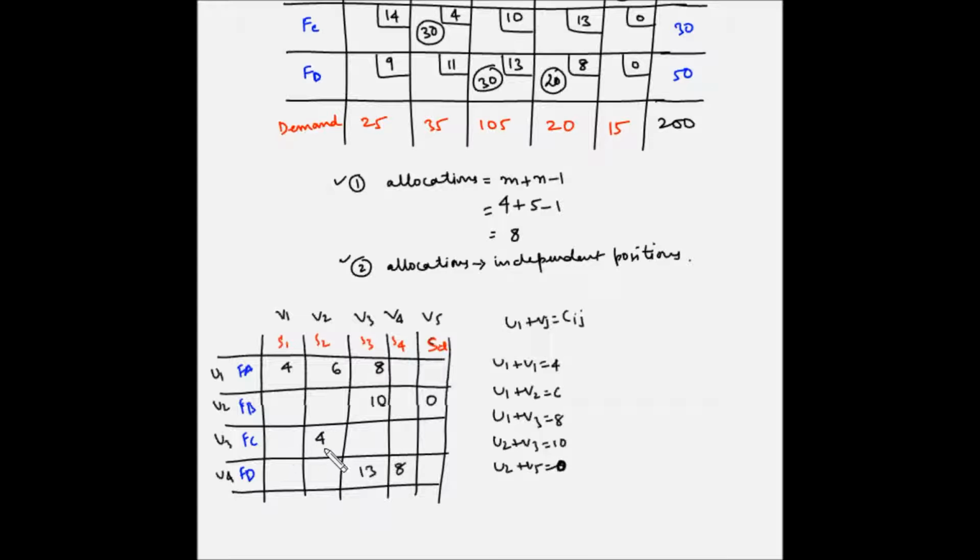Sixth, u3 plus v2 is 4. For the seventh, u4 plus v3 is 13. And the last one, u4 plus v4 is 8.